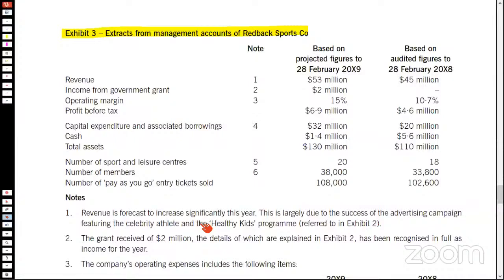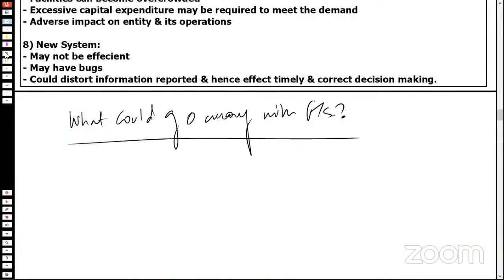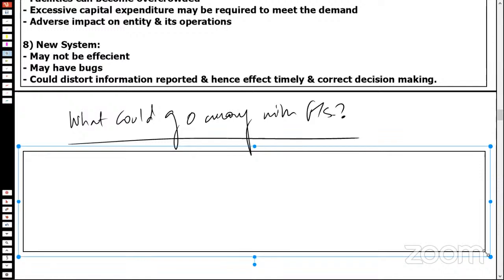Now, there are a few things you have to keep in mind. First of all, we need to see what could be the issues with the financial statements. The first one is revenue recognition, because what I'm trying to do is read through Exhibit 3, try to identify the risks of material misstatement, and then I'll go back to Exhibit 2 and try to see more.